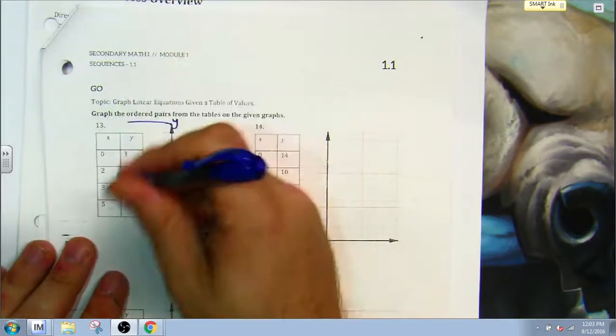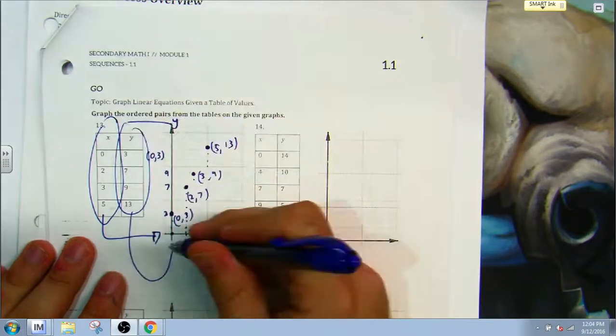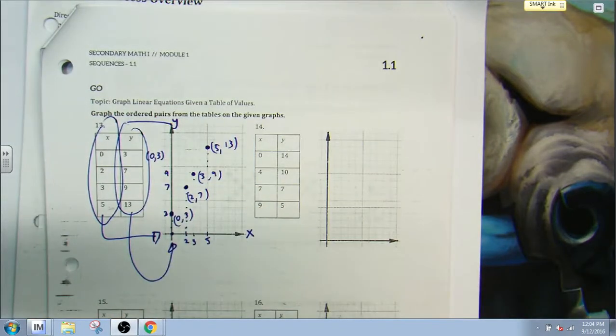So I look at my x goes here, and my y's go up and down. By doing that, we can plot these different points.